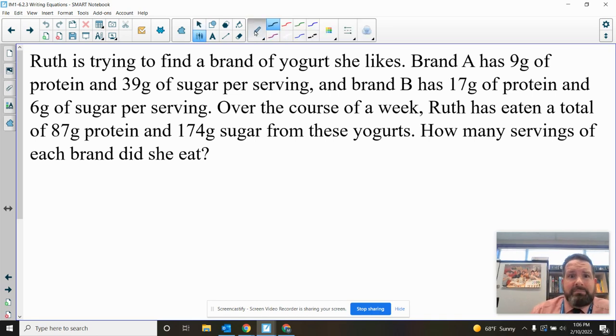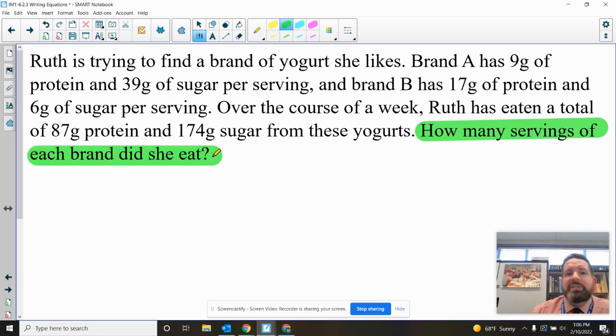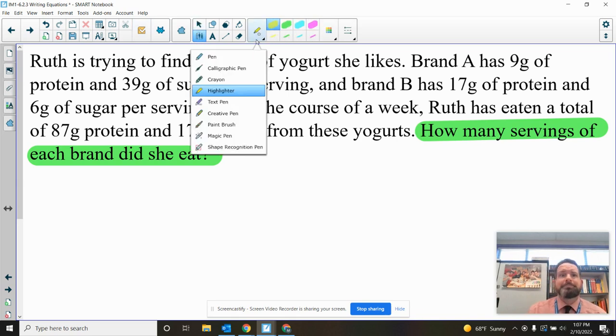So my advice is always, once you've read everything through, take a look at the very last sentence because that's typically where the question is. This tells you what your variables are going to need to be. Question is, how many servings of each brand of yogurt did she eat? So how many servings of brand A? How many servings of brand B? That's what we don't know. And right there, those two things, those are what your variables need to be.